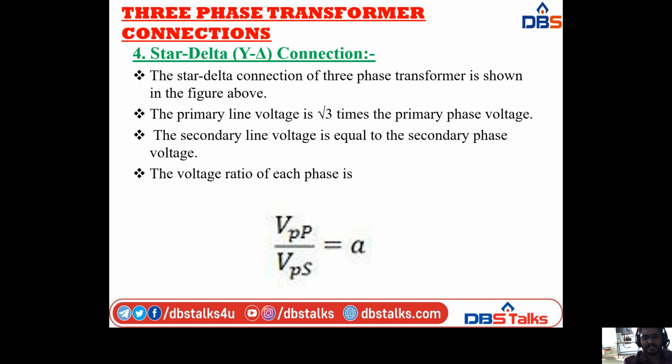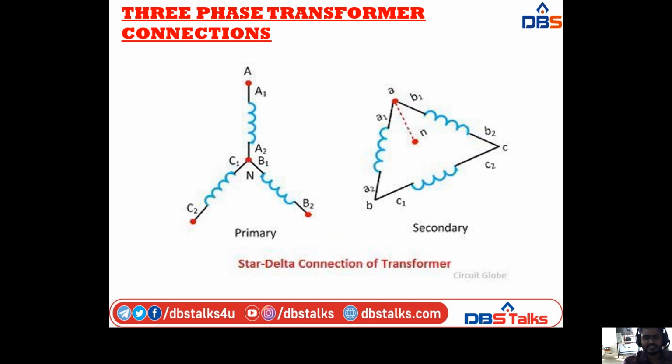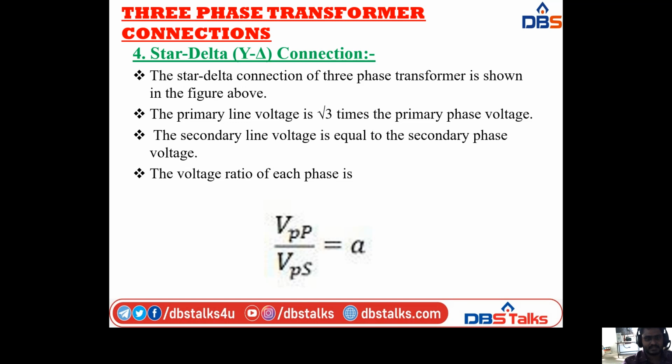Okay, and coming to the last type of three-phase transformer connection, that is the star to delta connection. The star to delta connection of a three-phase transformer is shown in the diagram. Here the primary is star connected and the secondary is delta connected. So the primary line voltage VL is root 3 times the primary phase voltage. The secondary line voltage is equal to the secondary phase voltage.